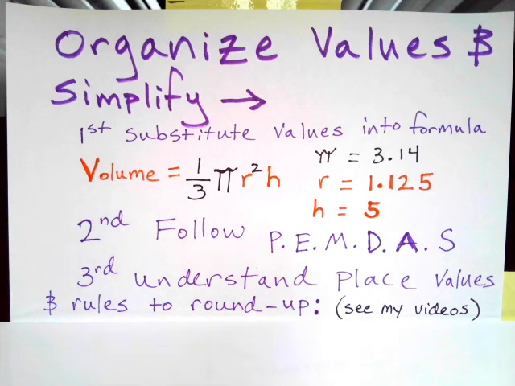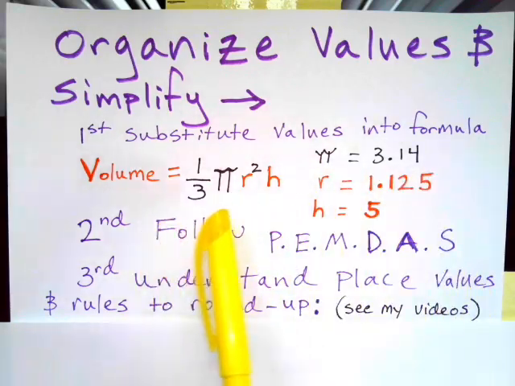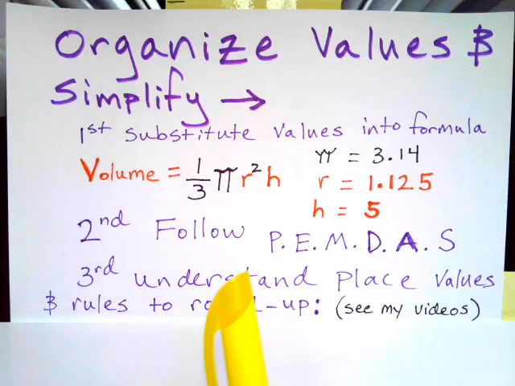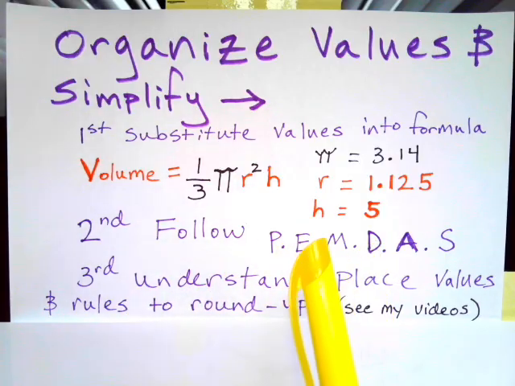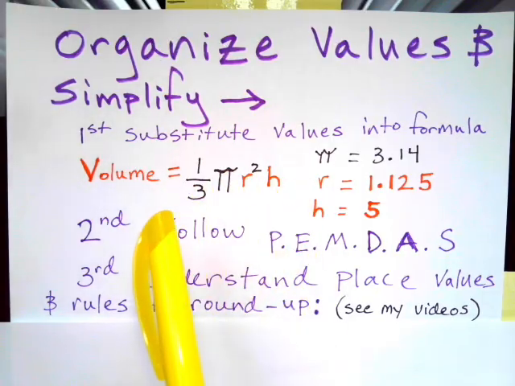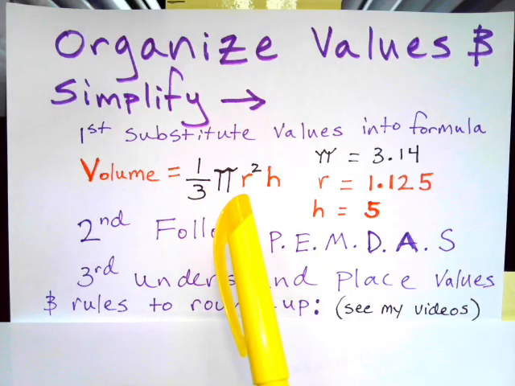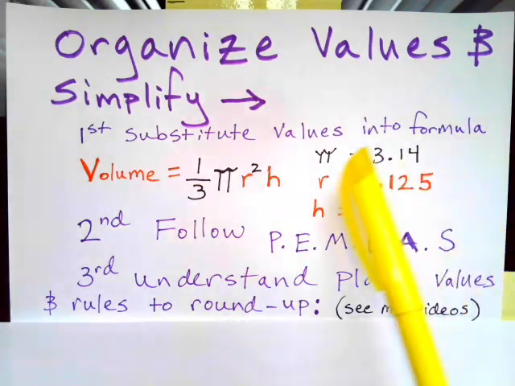This is part 3. In the part 4 video, the next video, I'm going to show you how to substitute the values into the formula step by step by step, going very slowly to show you how to simplify and find the volume using the volume formula, given the value of pi, knowing what your radius is and knowing what your height is, which I'm organizing here.